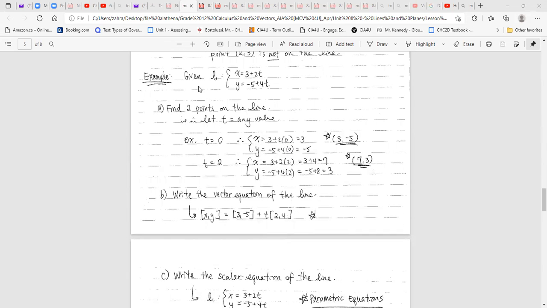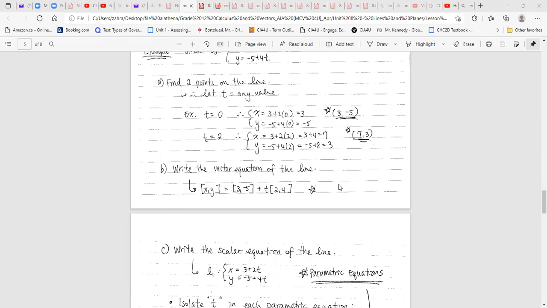Now another question, given line is x equal to 3 plus 2t and y is equal to negative 5 plus 4t. Find 2 points on the line. I can choose t to be any number. Let's say 0. If you put 0, x and y are going to be 3, negative 5. If you put t to be 1, it's going to be 5 and negative 1. If you put 2, it's going to be 7 and 3. So you can put any number for t and you can find the points.